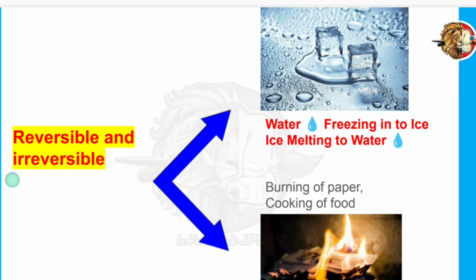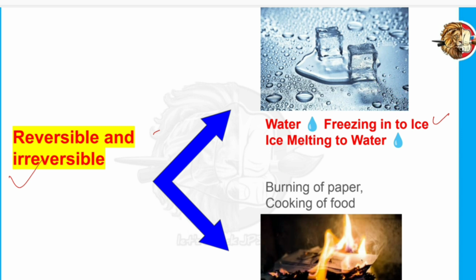In the reversible and irreversible process, we will see the examples. In a reversible process, water freezes into ice. You have already seen, whenever you are drinking some cold drinks or some juice, you put some ice, and this ice comes from water.